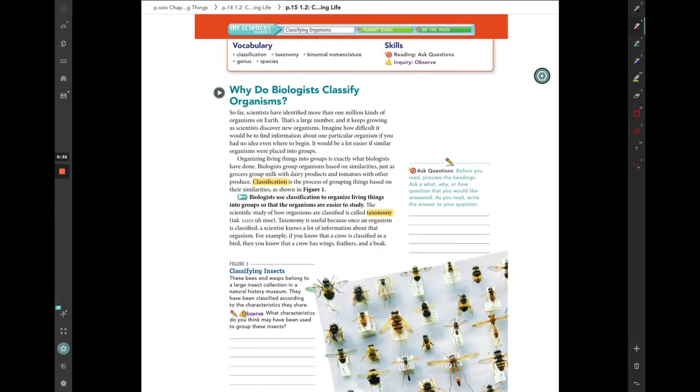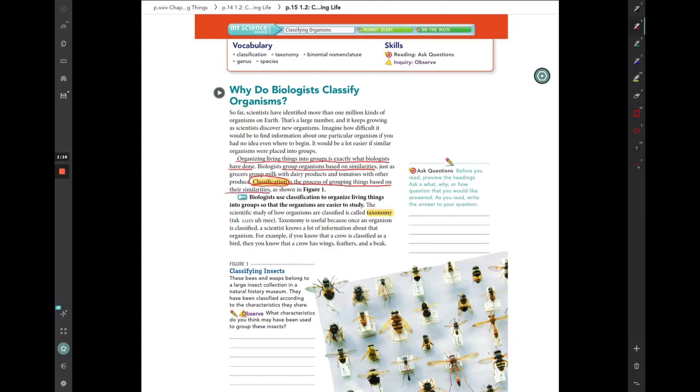So it's important that scientists are able to classify and identify those organisms so that they can study and know about them. So organizing living things into groups is what biologists have done. And they put them in those groups based on their similarities. And the process where scientists take these organisms and put them into groups based on how they are similar is what we call classification. So classification is the process of grouping things based on their similarities.